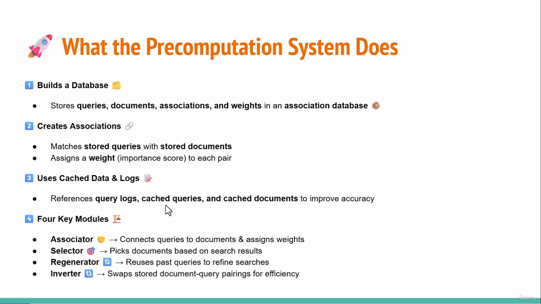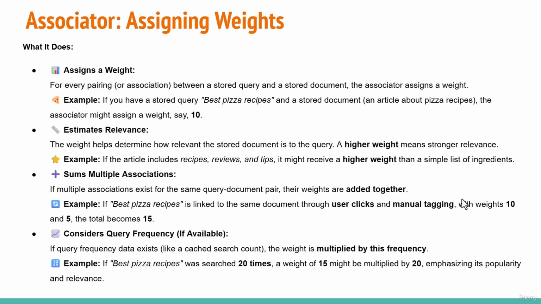This system has 4 modules: associator, selector, regionator, and inverter. The associator connects queries with documents and assigns weights. The selector picks documents based on search results. The regionator refines searches using past queries. The inverter swaps stored query pairings for efficiency. Now let's first explain the associator.